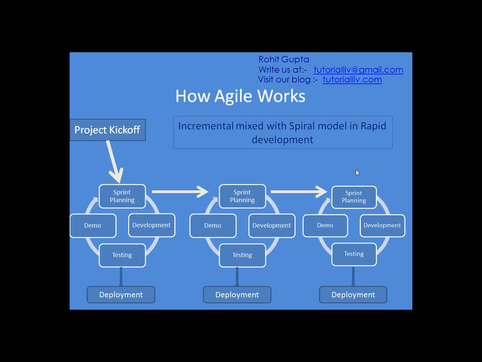Now how Agile works. As I said, we deliver the bigger solution in smaller parts. You can consider these three circles as the smaller solutions. This one is the first solution, this one is the second solution, this one is the third solution. And as I have said, we divide the solution into smaller parts. Those smaller parts, for the time, we can say it as a sprint.